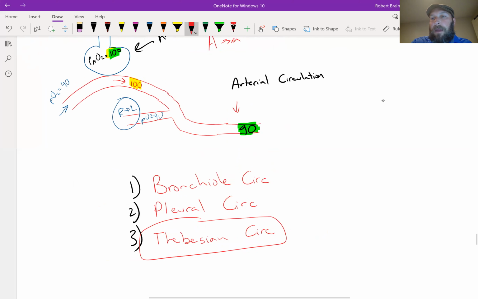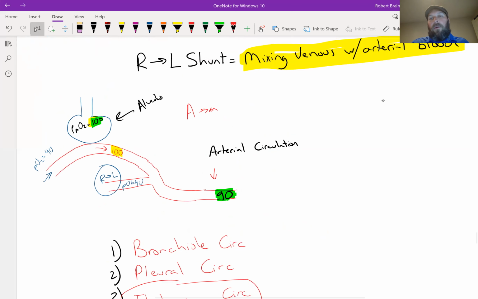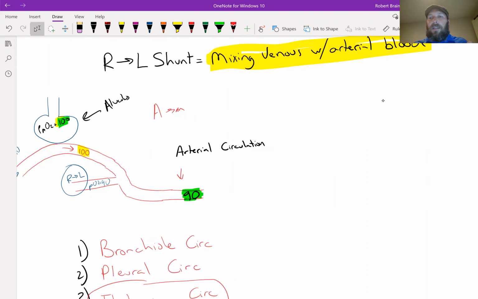So those are the three main right to left shunts under normal physiological conditions that I want you to know. And remember, if you're getting confused, a right to left shunt is when you're mixing venous blood with arterial blood. That's going to decrease the overall oxygenation of the arterial blood. We'll talk much more about that later. If you want to know more, go ahead and listen to that lecture where I talk about it. And yeah, shoot me any questions.